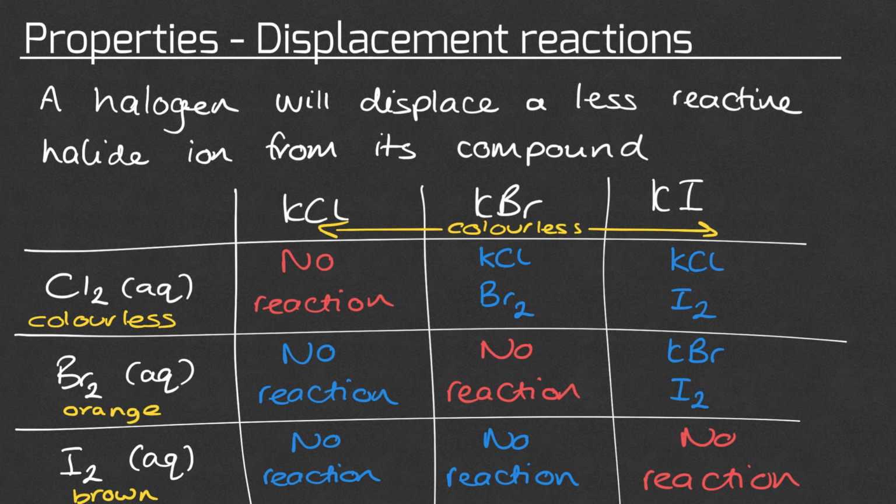Again, we could also use this test to test for iodide ions. So for example, if we wanted to test for iodide ions, we could either add a sample of chlorine water or bromine water. In both cases, they would displace the iodide from its compound, forming iodine, which is brown. So if we use the chlorine water, the solution would go from colourless to brown. If we use bromine, well, it would start off orange from the bromine water, and when we added the potassium iodide, it would turn brown through forming the iodine.